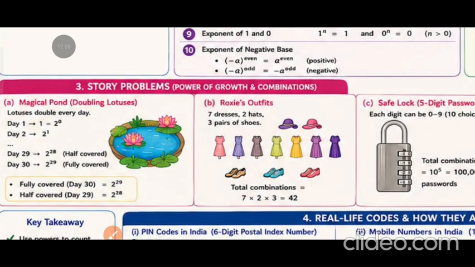Then the pink hat can be worn with all 7 dresses. So if we have to wear a hat and a dress, we have 7 multiplied by 2, that is 14 ways. Either you can write 7 plus 7, 14 ways. Now Roxy has to wear 3 pairs of shoes. So how many combinations can be made here?